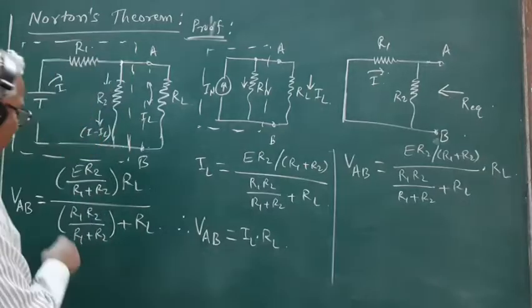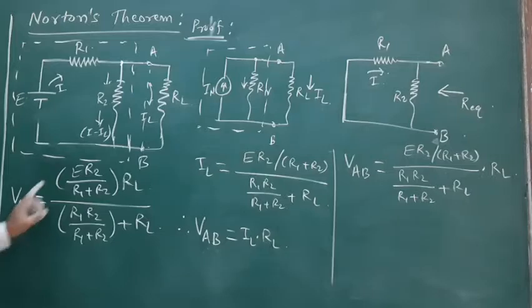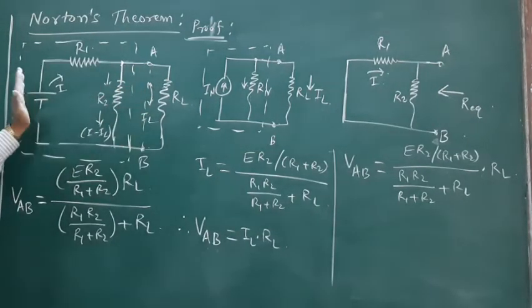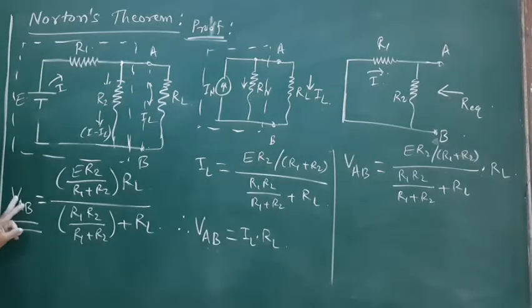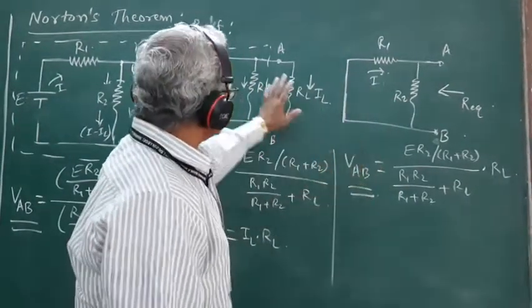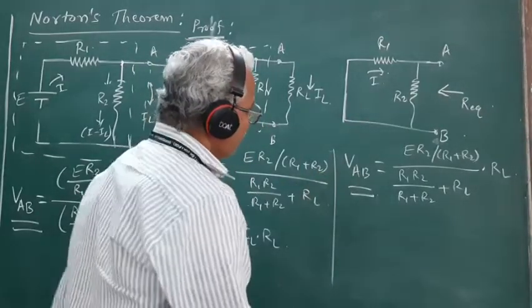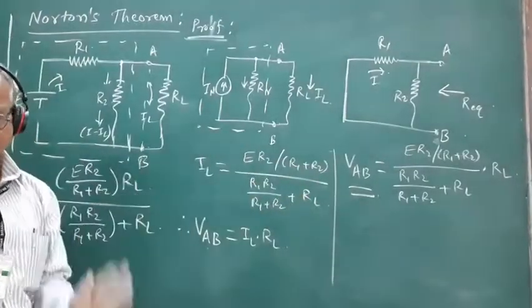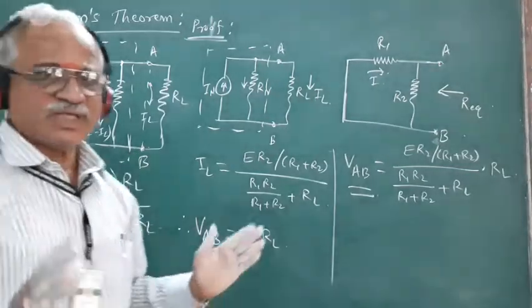So here we have obtained the expression for the potential drop across RL when there is the given complicated network connected to the left of the terminals A and B. This expression for VAB and this expression for VAB when there is the Norton equivalent circuit connected to the left of the terminals A and B appear to be the same. So both these expressions for VAB are the same. So we can say that Norton's theorem is verified.